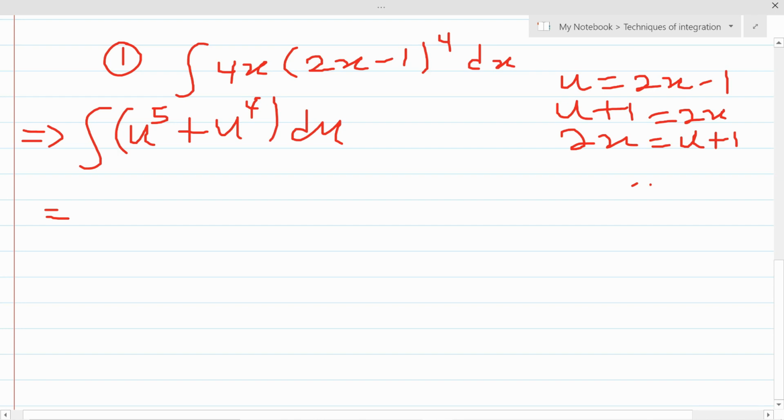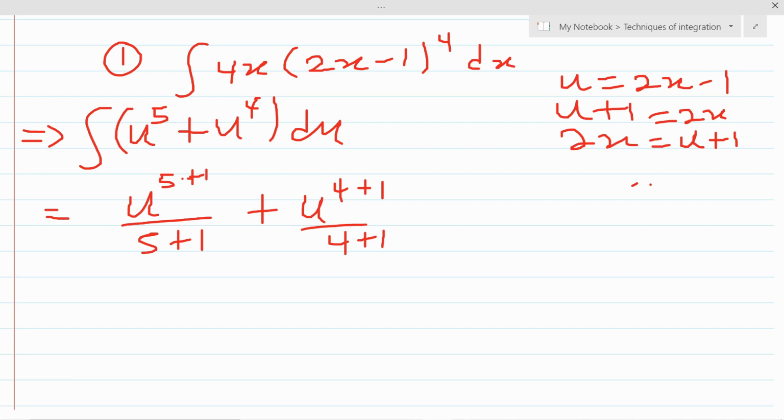So I have u to the power 5 plus 1 over 5 plus 1, then plus u to the power 4 plus 1 over 4 plus 1, then plus c, all of them.